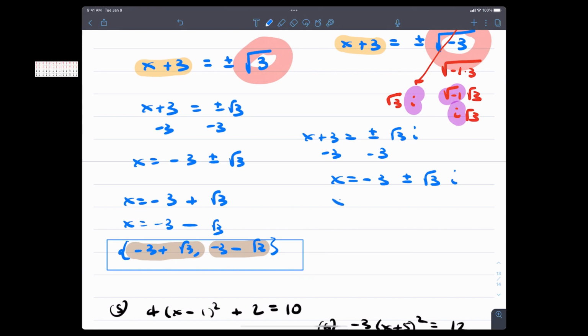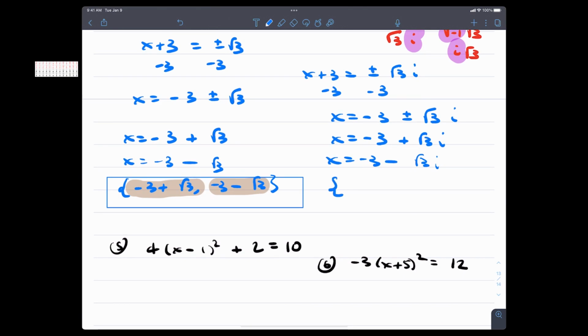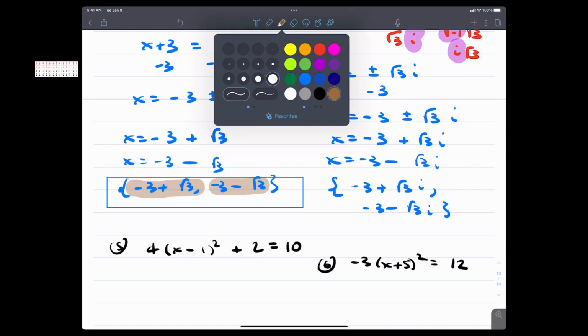And that means two things again. Negative 3 plus the square root of 3 with the i, and negative 3 minus the square root of 3 with the i. So in solution set notation, negative 3 plus the square root of 3i and negative 3 minus the square root of 3i. You get complex solutions, but be careful here.